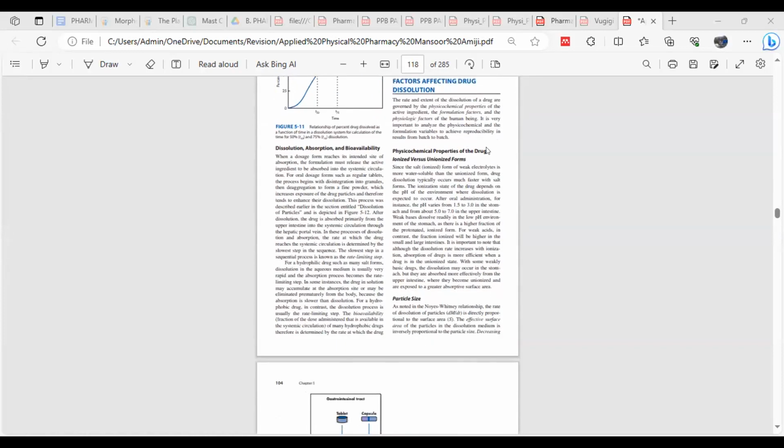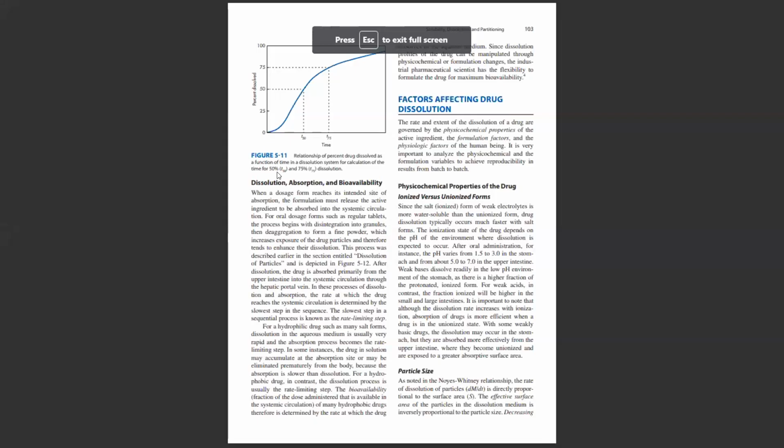So let's look at the factors that affect drug dissolution. These factors could be grouped into three major categories. One is the physicochemical properties of the drug. The other is formulation factors, and physiologic factors. Let's get some next and summarize.